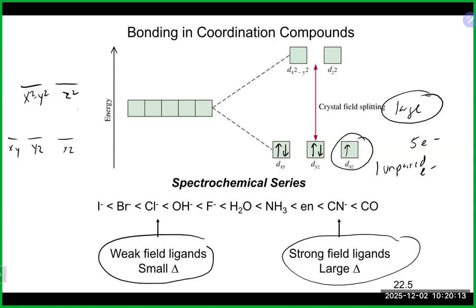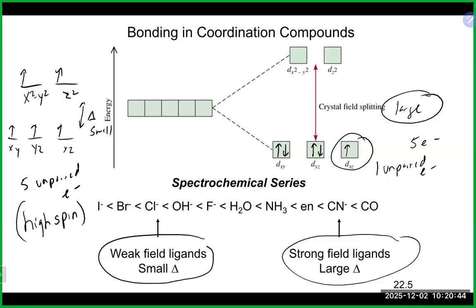If we have the same 5 and this was a small splitting, what's going to happen is 1, 2, 3, 4, and 5, because it's not going to be that big of a difference. We would actually end up with 5 unpaired electrons. That is a very common question you're sometimes asked, which is how many unpaired electrons would you expect to have in this complex? This creates what is referred to as a high spin complex. A high spin complex has a lot of unpaired electrons.